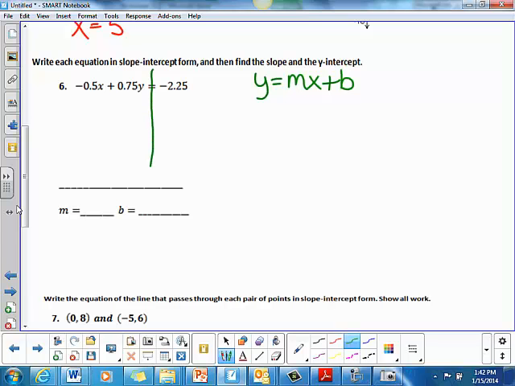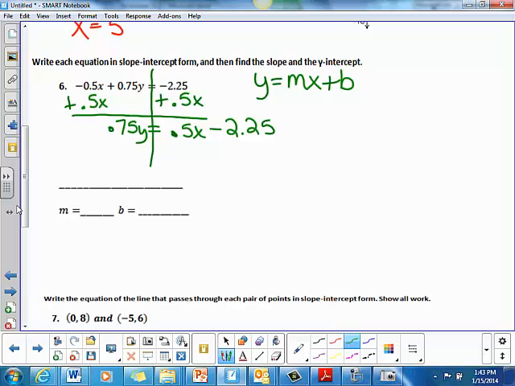So solving for y, I'm going to cover it up. What do I need to move away from it? Jared, if I'm going to get y all by itself, what do I need to move away? It's a negative 0.5x. So what do I have to do to cancel it out? Add 0.5x to both sides. So I have 0.75y equals 0.5x minus 2.25. Okay?